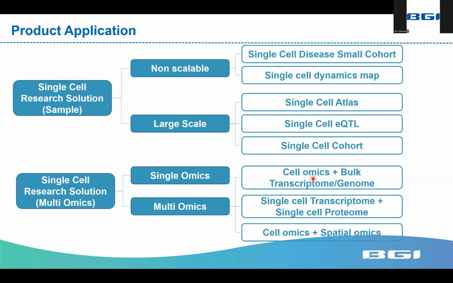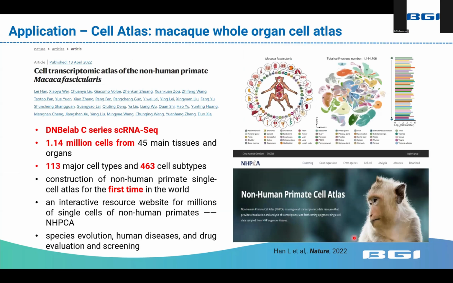As research deepens, single-cell research has gradually entered the scale-up stage. In addition to atlas research, single-cell eQTL and single-cell large cohort research is increasing day by day. The development of multi-omics has also increased: single-cell combined with the transcriptome and the genome, and also proteome and even spatial omics. So in the next part, I will show you some cases.